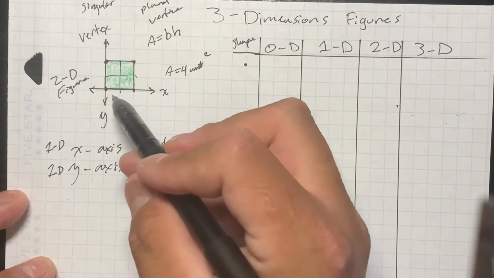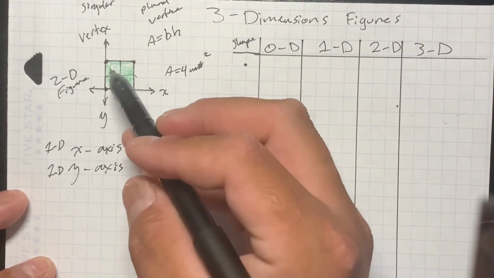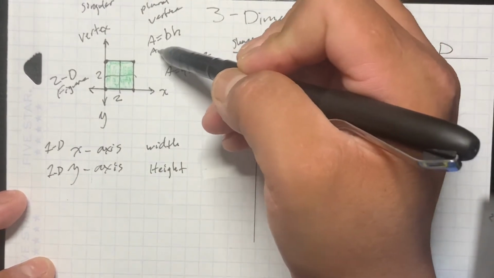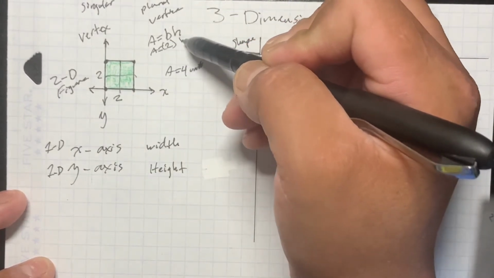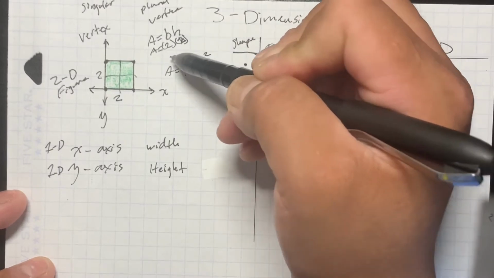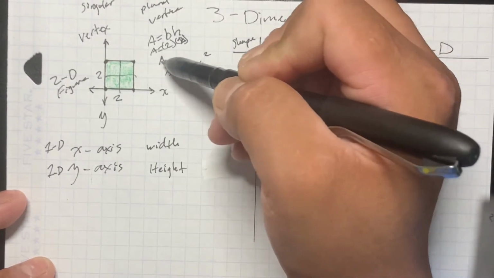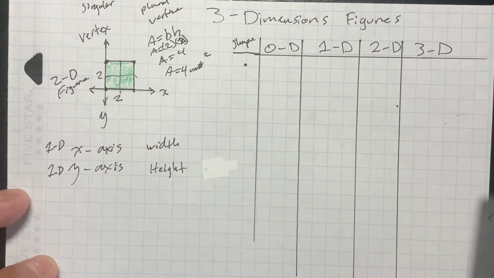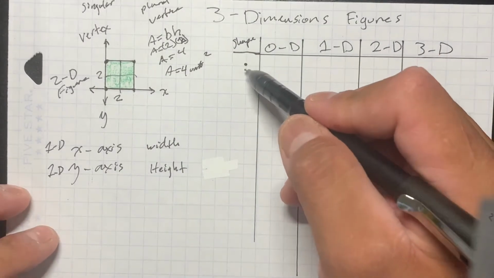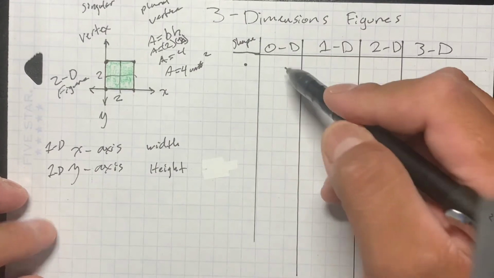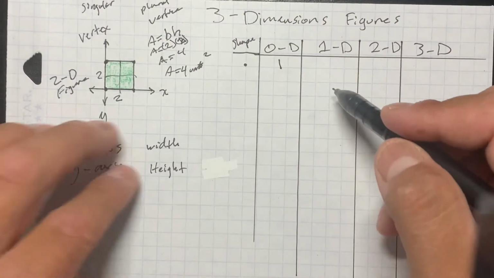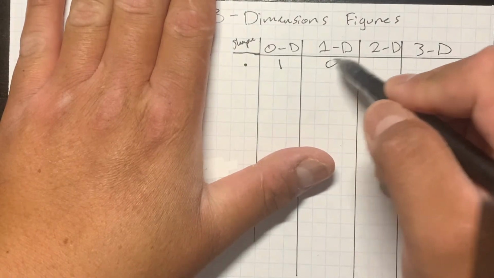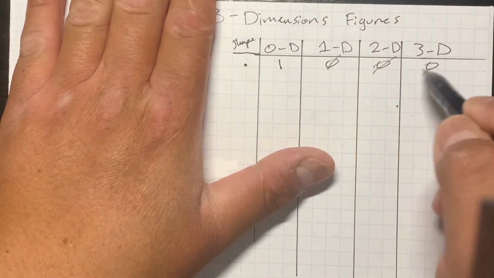Look here at your base, you have 2 units. Your height has 2 units. So if you substitute 2 for the base and 2 for the height, 2 times 2 equals 4. So it's 4 units squared. Now, before, when I just had that vertex here, we had 1 0-dimensional. We didn't have any 1 dimensions, 2 dimensions, or 3 dimensions.